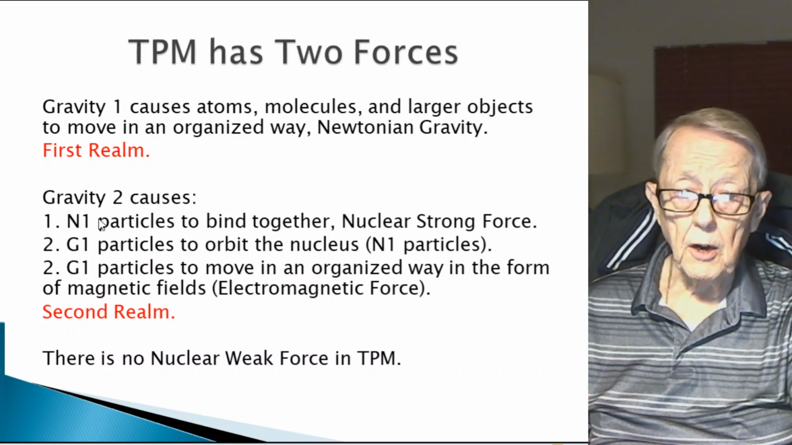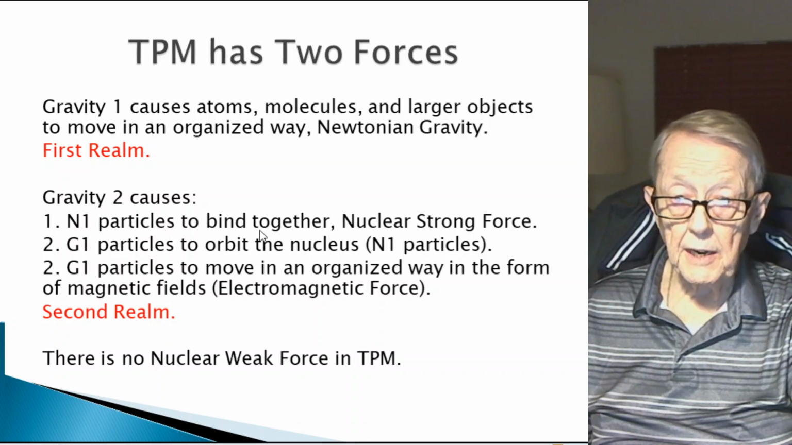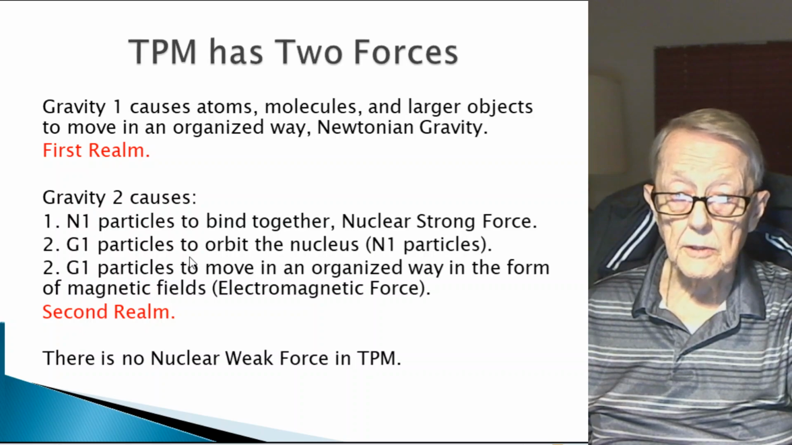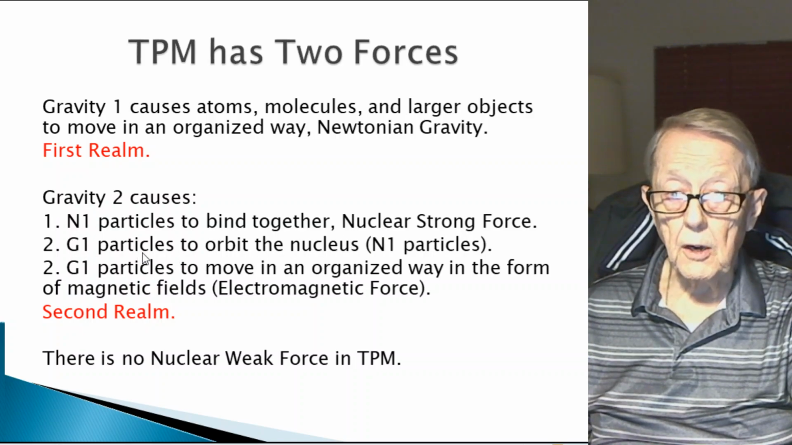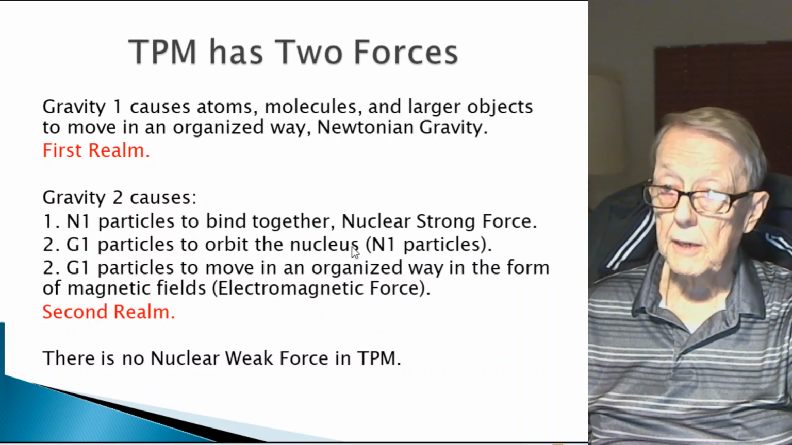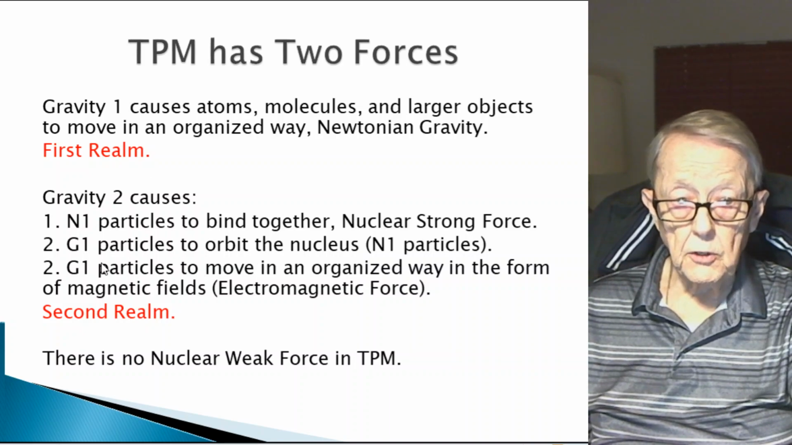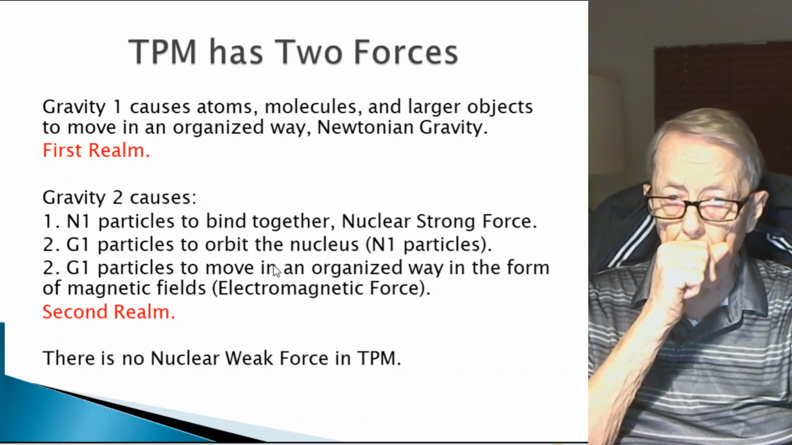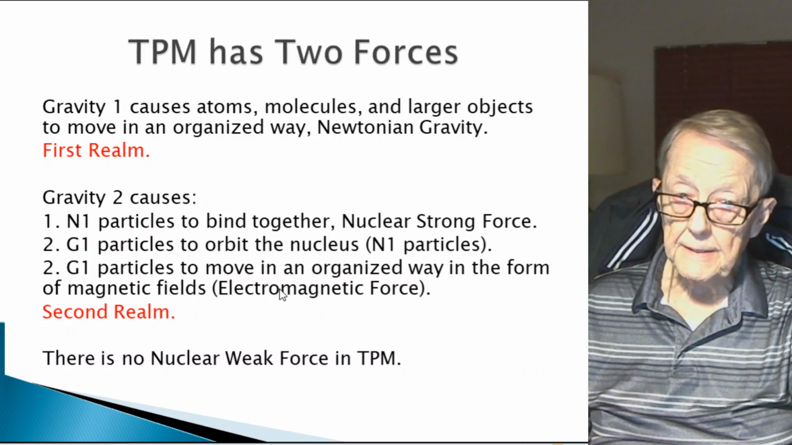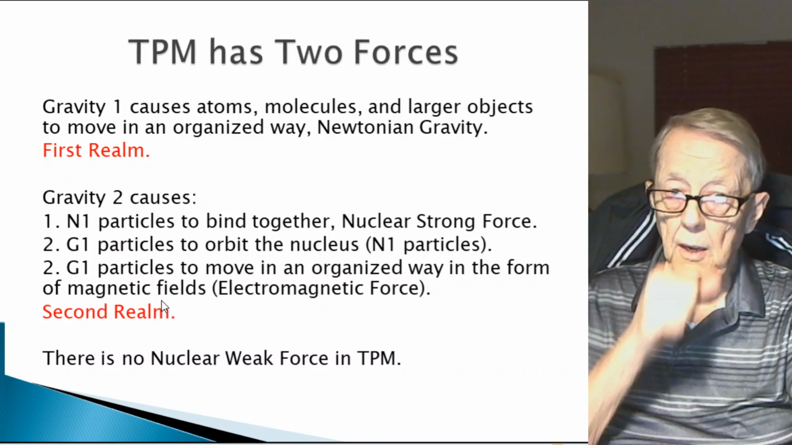Gravity 2 causes the N1 particles to bind together. N1 is the name for the nucleon, and hence it's the nuclear strong force. Gravity 2 is the nuclear strong force. Gravity 2 causes particles to orbit the nucleus, so it's the atomic binding force. G2 causes the G1 particles to move in an organized way in the form of magnetic fields. That's the electromagnetic force. All of this is in the second realm.